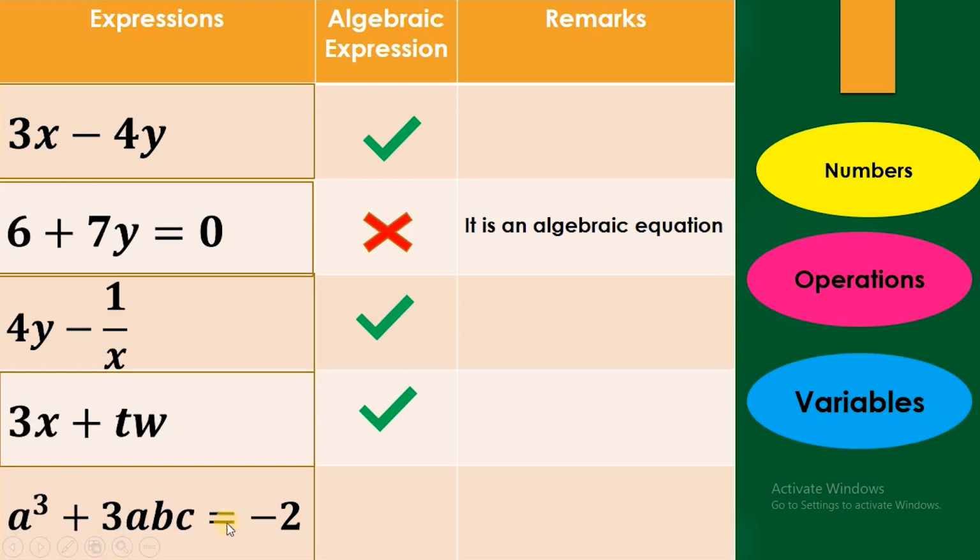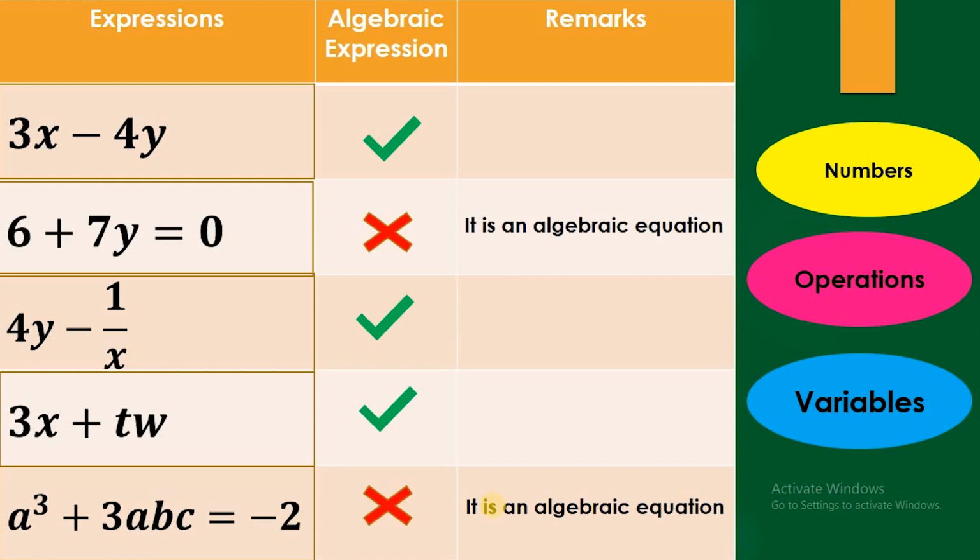Now here we have the numbers 3 and minus 2, and we have the operation of addition, and there is a multiplication between 3 and a and b and c, and we have the variables a, b and c. Now here we have three different variables, a, b and c. So it is an expression, but it is not an algebraic expression, because it is an algebraic equation since there is an equal to sign.